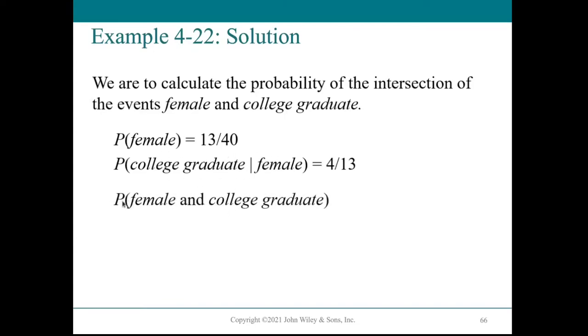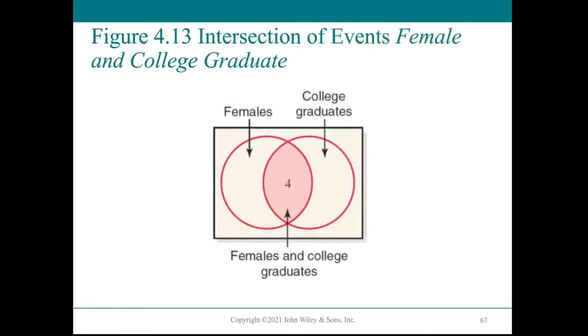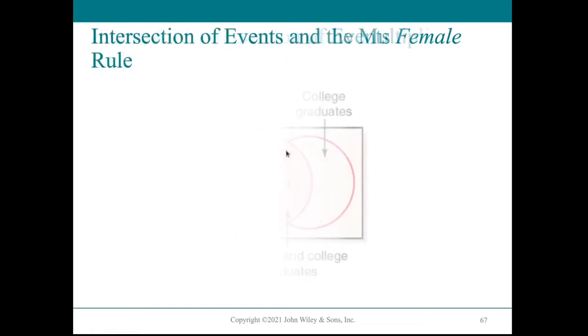So what's the probability of being a female and a college graduate? Just multiply both probabilities: the probability of getting a female, and the probability of being a college graduate given that you're a female. So 13 over 40 times 4 over 13, this is 0.10. That's the probability of getting a female and a college graduate among the females. When you look at the intersection, being both a female and a college graduate, there are only 4 within this intersection region.